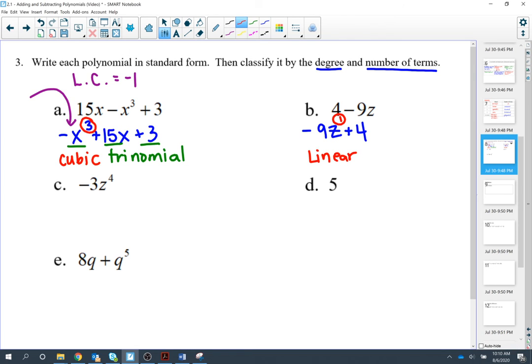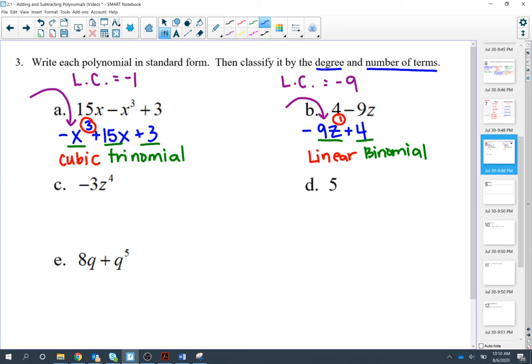And then by number of terms, there are 1, 2 terms, so it is a linear binomial. And again, I know it doesn't ask for it, but leading coefficient is the number in front of the leading term. So if negative 9z is my leading term, then my leading coefficient is negative 9.